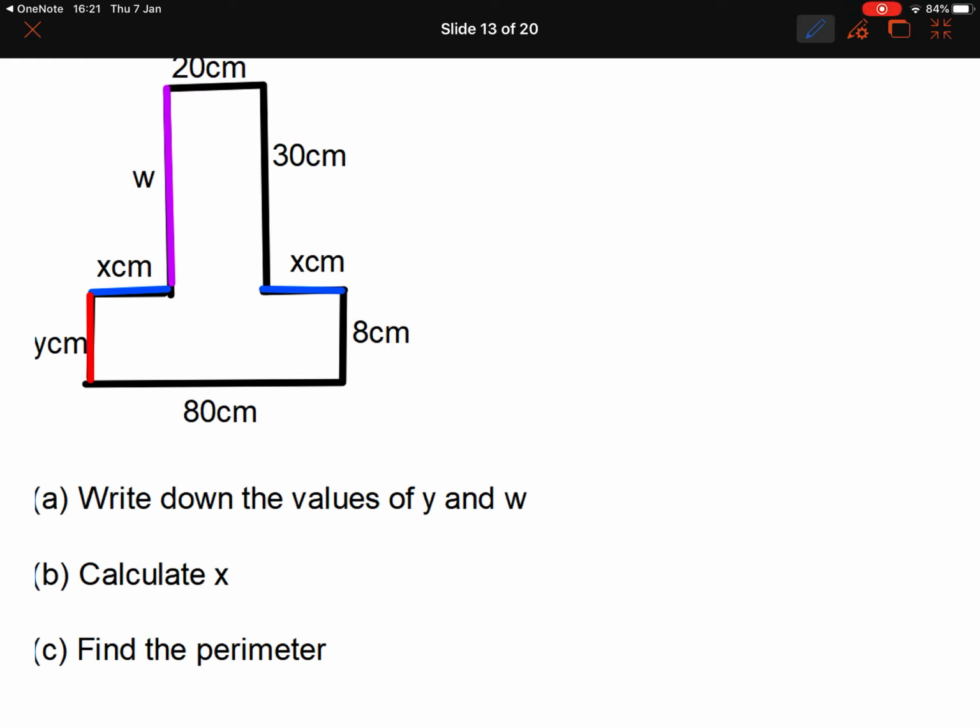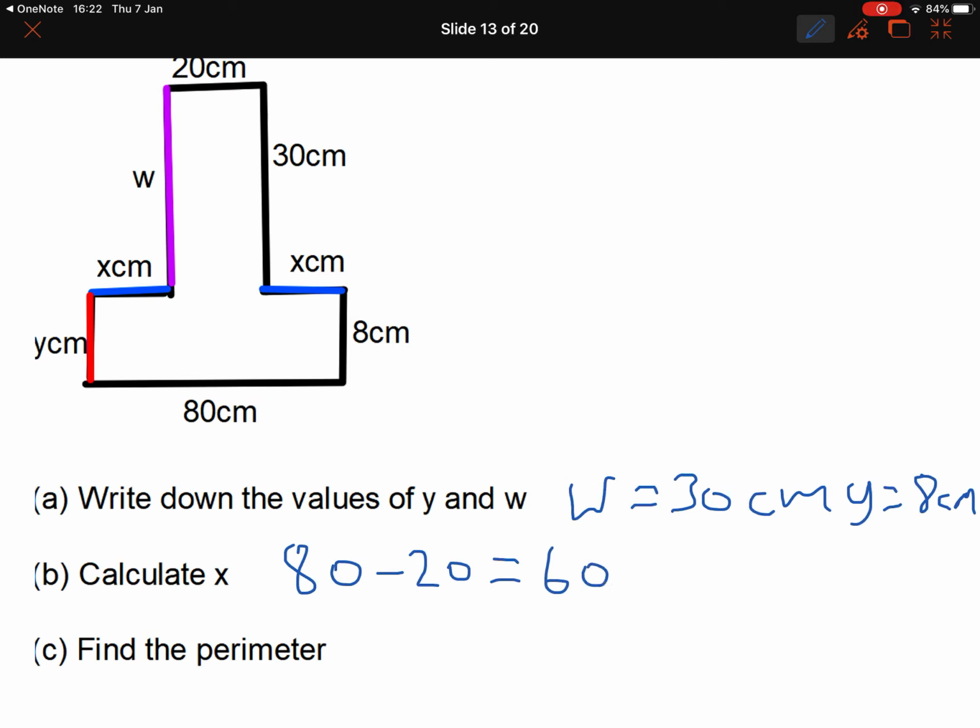Right, so W and Y. So the value of W would simply be 30 centimeters, and the value of Y would be equal to 8 centimeters. Okay, now to find the value of x, we remember we need to subtract 20 from 80 first. Okay, so 80 take away 20 is 60. And then we need to halve 60. x equals 60 divided by 2, so therefore x is 30 centimeters.